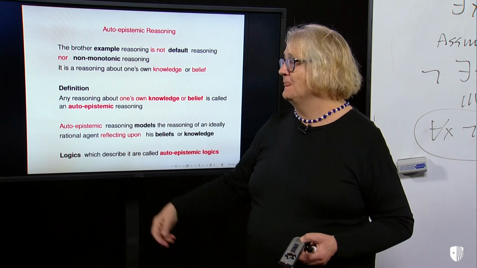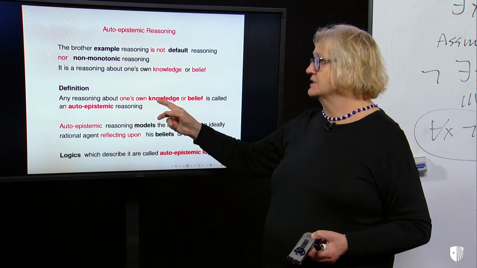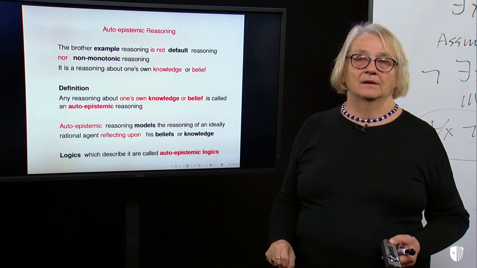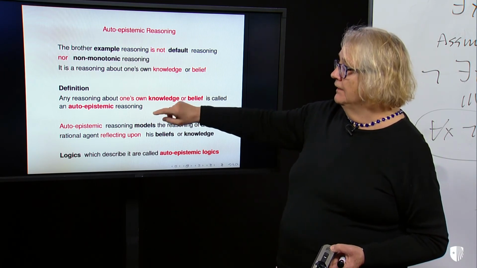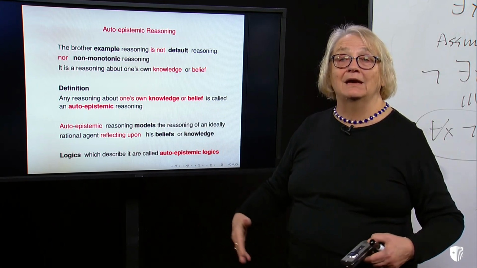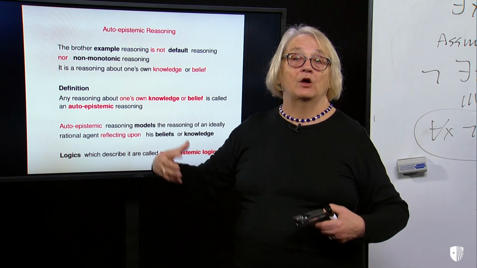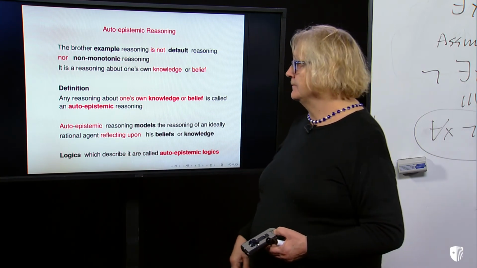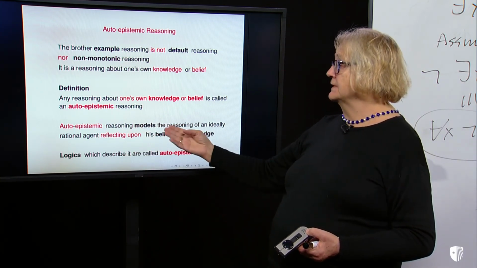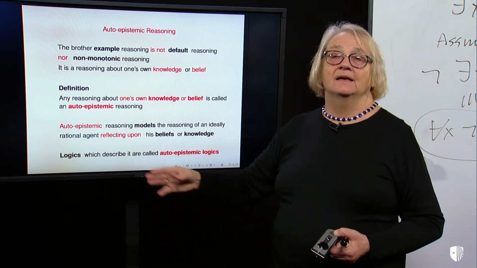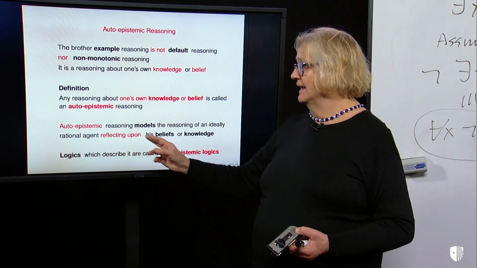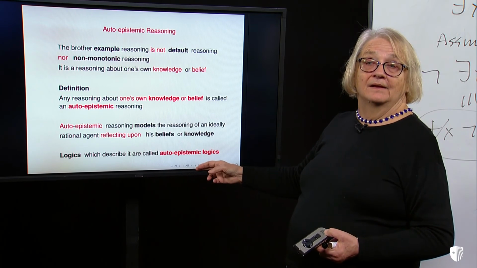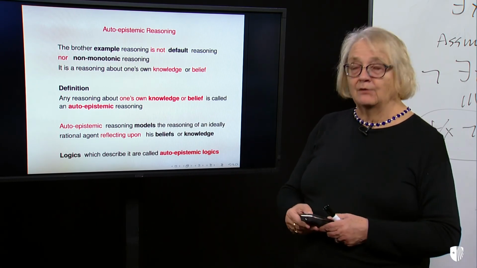I've put a definition. Any reasoning about one's own knowledge or belief is called autoepistemic reasoning. So we have autoepistemic reasoning, we have autoepistemic logics, we have the whole research into a formal theory of autoepistemic reasoning. So autoepistemic reasoning models the reasoning of an ideally rational agent reflecting upon his beliefs or knowledge. And the logics which describe it are called autoepistemic logics.